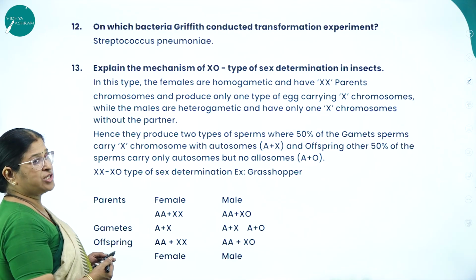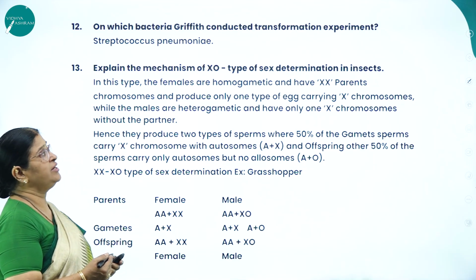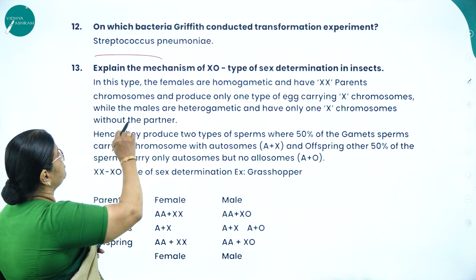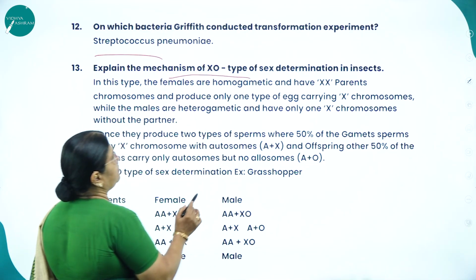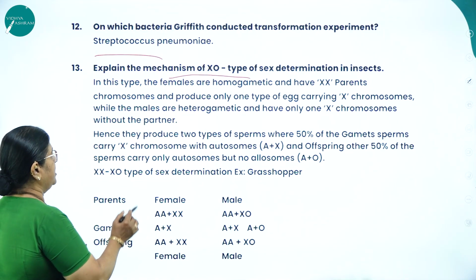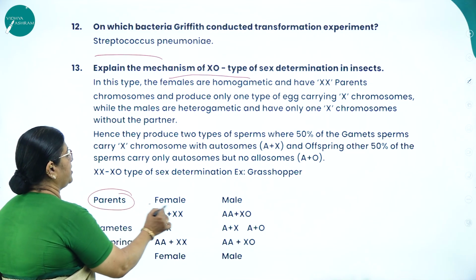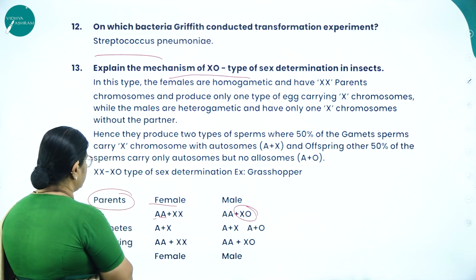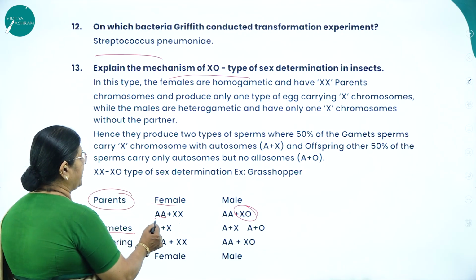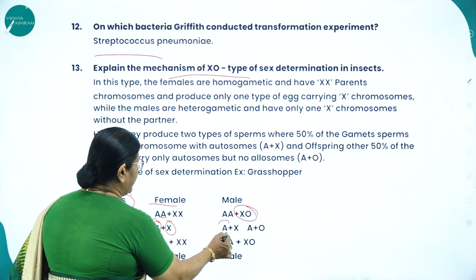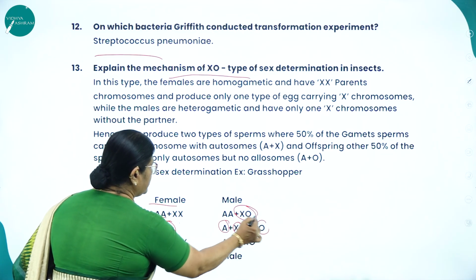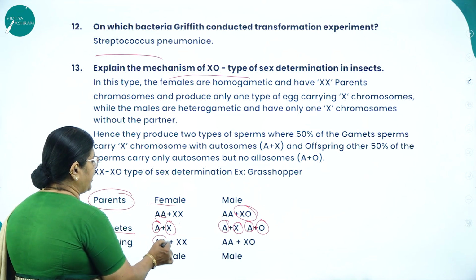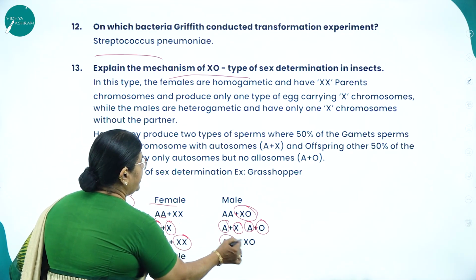Moving on to the next question: on which bacteria did Griffith conduct transformation? That is Streptococcus pneumoniae. Then, explain the mechanism of XO type of sex determination in insects. In insects, you can see the parents: female AA plus XX, male AA plus XO. So when you cross, what are the gametes? You get A plus X, A plus X, A plus O. Cross it with this, you get AA XX, AA XO.